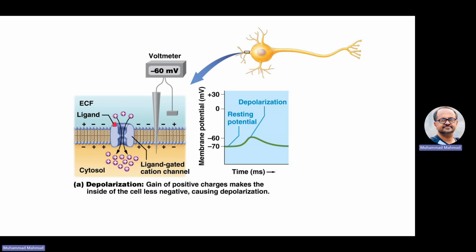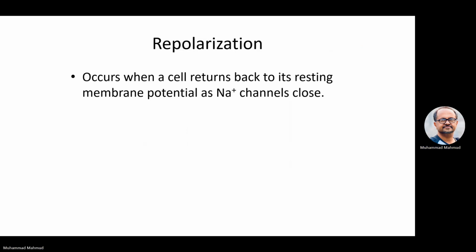And this is what happens. You see here, from negative 70, it is going towards the positive side, negative 60. So this is depolarization. The gaining of positive charges makes the inside of the cell less negative, and this is called depolarization. Now, when the cell returns back to its resting membrane potential as the sodium channels close, that will be repolarization.